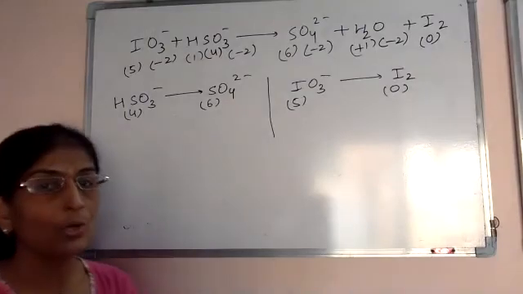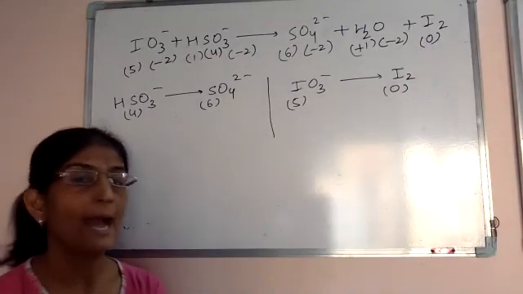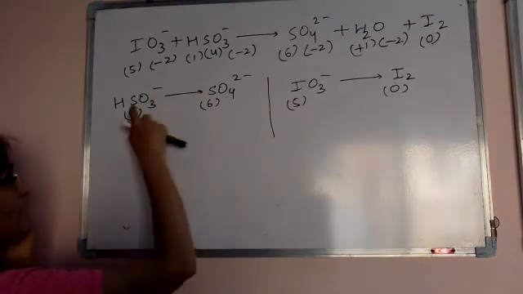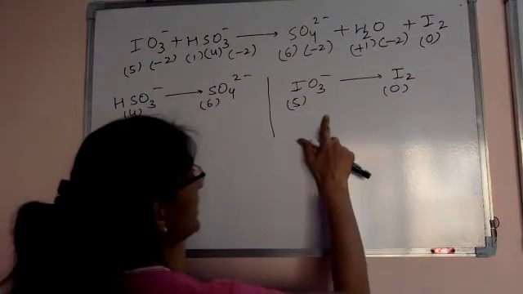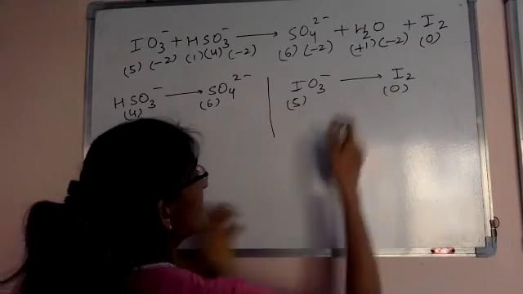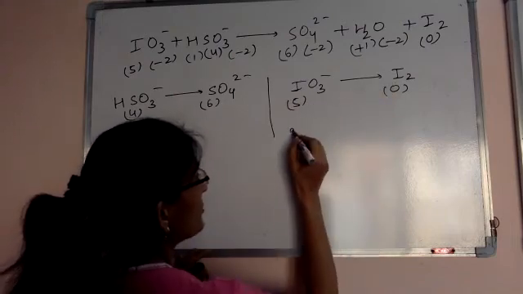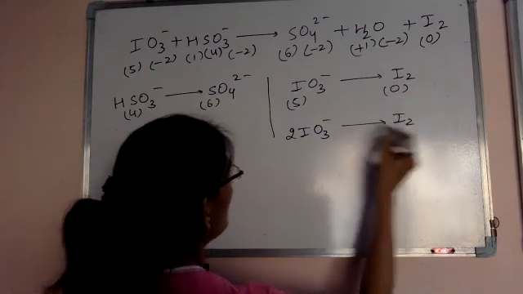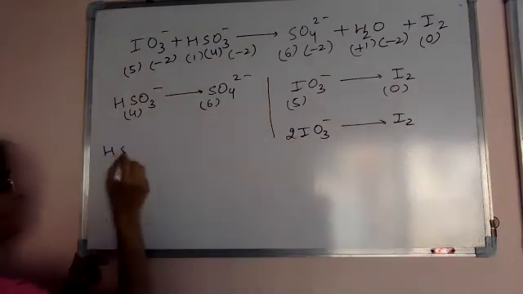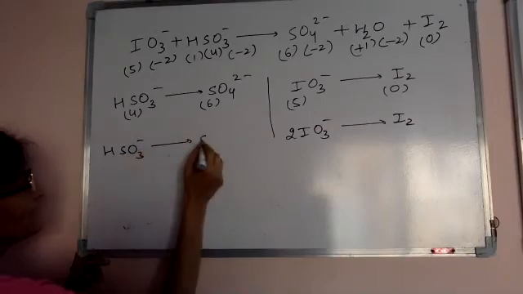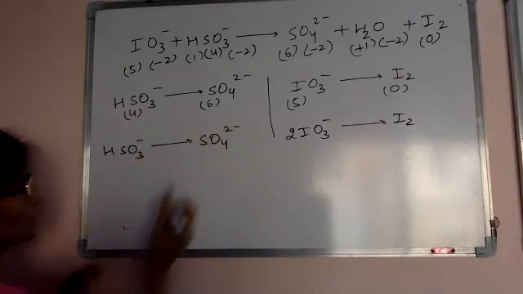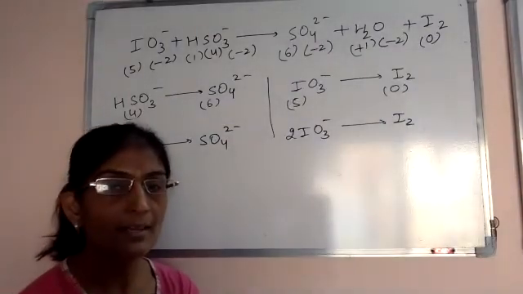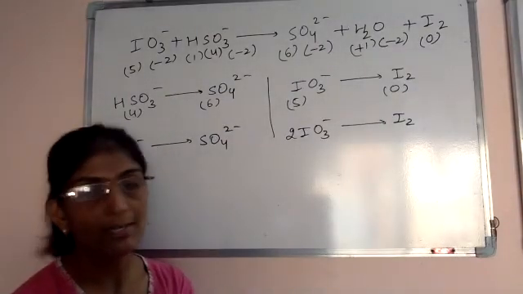Now what we have to do? Balance the atoms other than hydrogen and oxygen. So other than hydrogen, oxygen is sulfur and it is already balanced. Here IO3 minus and I2. So iodine we have to balance. So it would be 2 IO3 minus gives I2 and this would be as it is. HSO3 minus gives SO4 2 minus. We have balanced atoms other than hydrogen and oxygen.